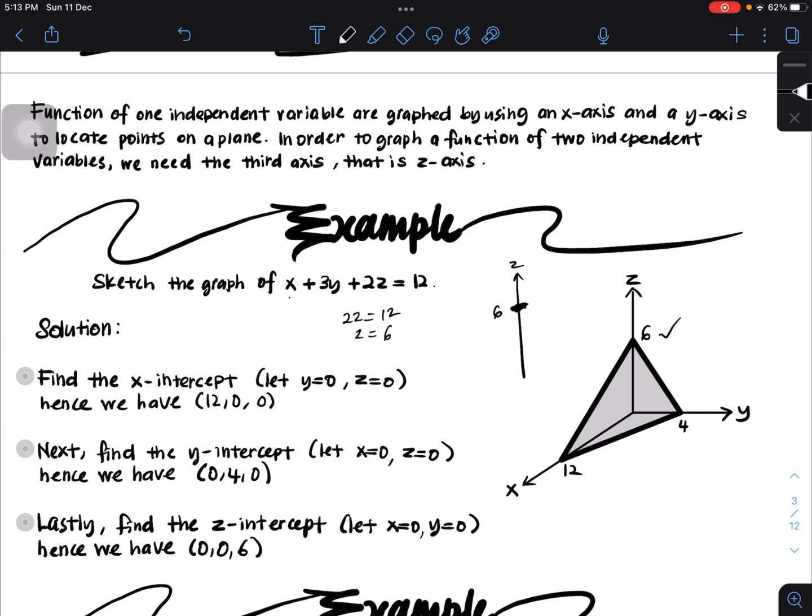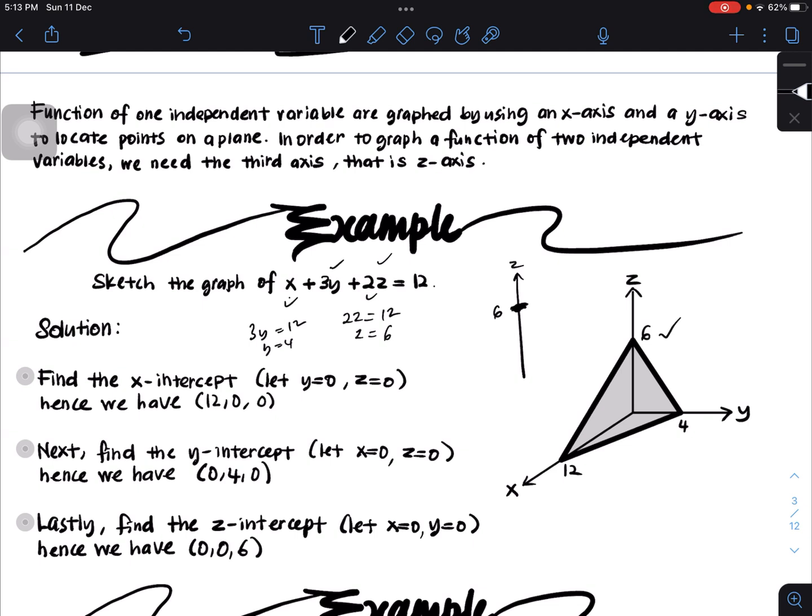Then you do the same to find the y-intercept. At the y-intercept, the values of x and z are 0. So you are left only with 3y equal to 12, so y equal to 4. This means your y-intercept is equal to 4, and the point lies on the y-axis. The same goes for the x-axis. To find the point on the x-axis, the values of y and z are equal to 0. So you are left with x equal to 12. That is the point on the x-axis.